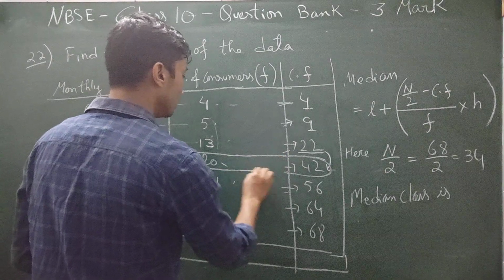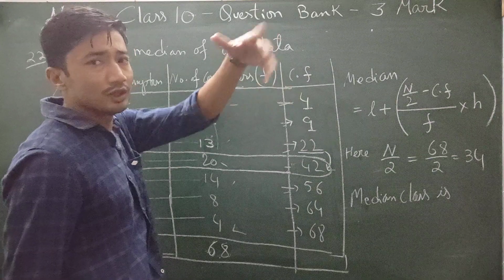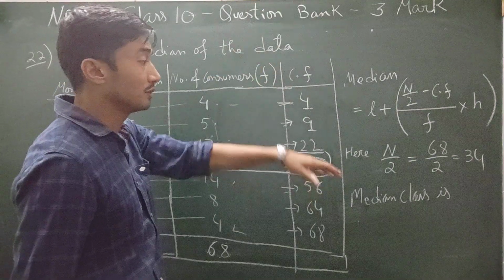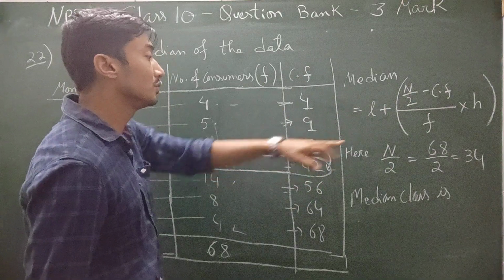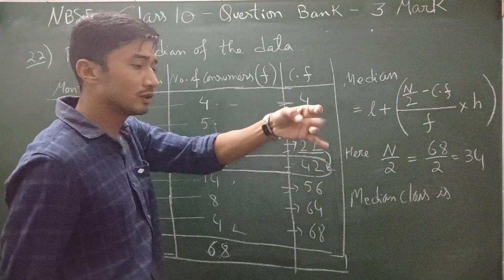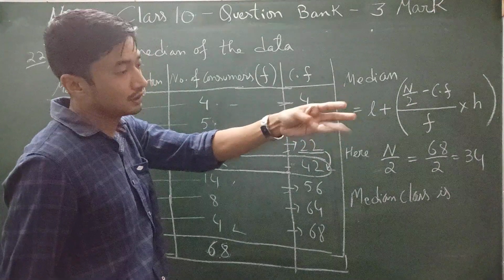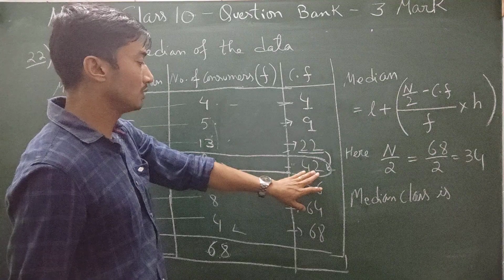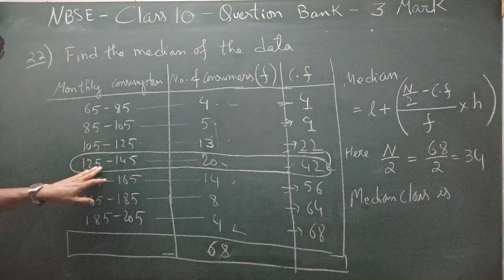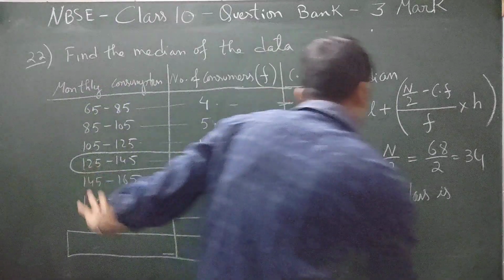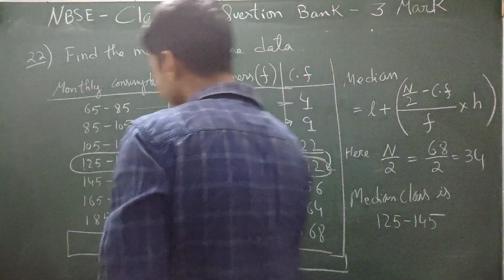So from 22, I hope you've understood, no? From 22, 23, 24, 25 till 42. That means 34 is also between 22 and 42. That is after 22, 34. Isn't that? 22, 23, 24, 25, 26, 27, then 31, 32, 33, 34, 35, 36, 37, 38, 40, 42. All those values are here. This is which interval? 125 to 145. This is our median class. 125 to 145.